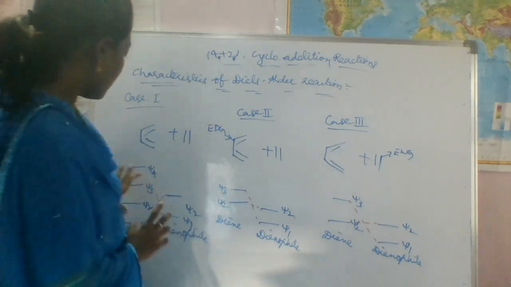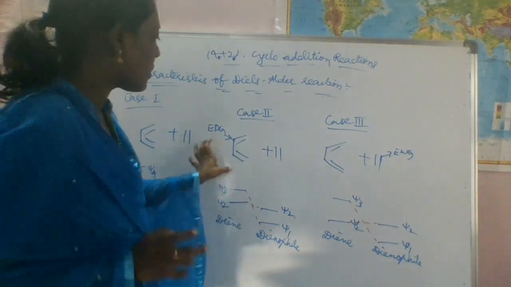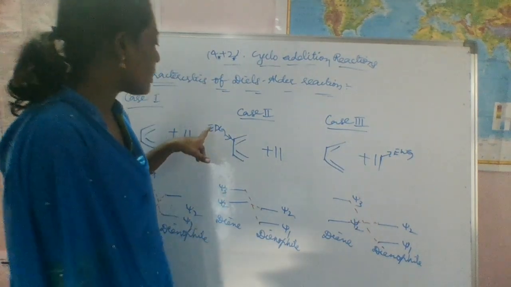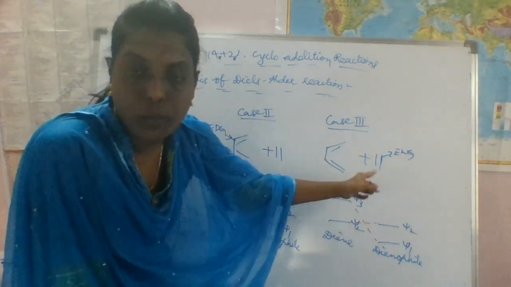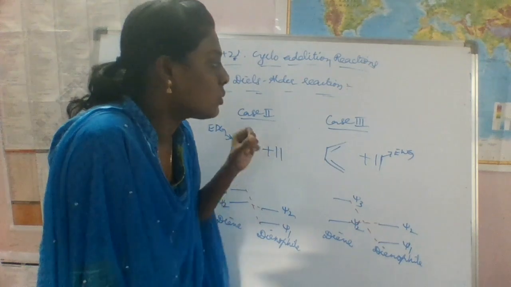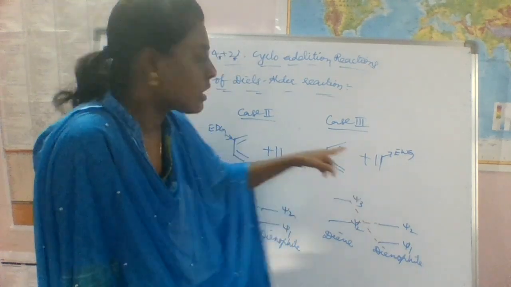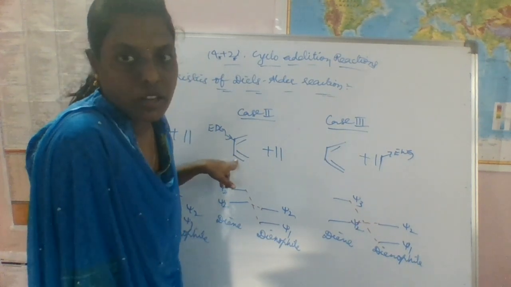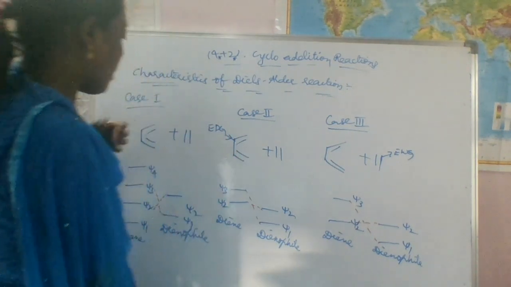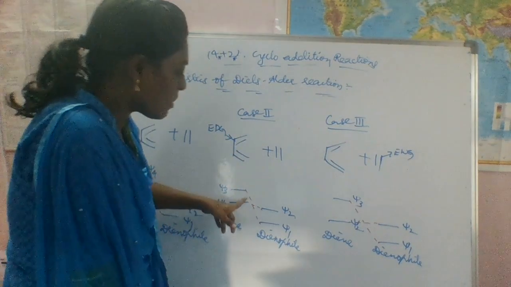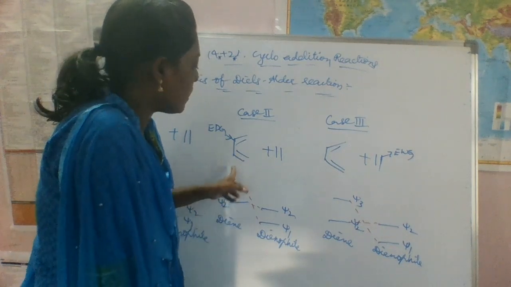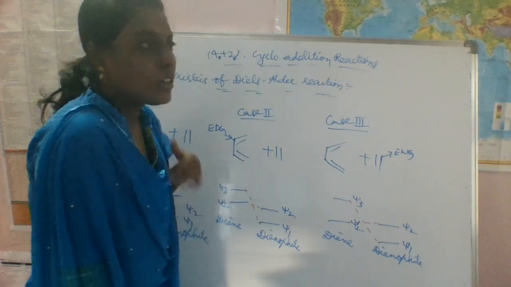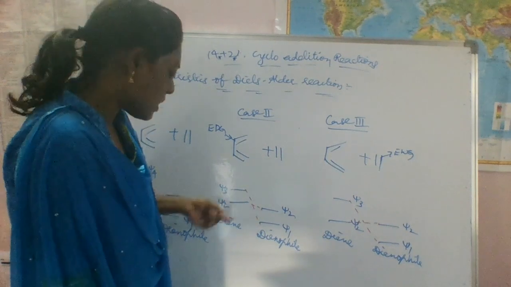If you see here, these are the orbitals of the diene and dienophile for each case. The electron withdrawing group should be present in the dienophile, and the electron donating group should be present in the diene. Then only it will work out. Here the energy gap decreases between these two pi systems, the 4 pi system diene and the dienophile. Thereby the reaction rate increases.